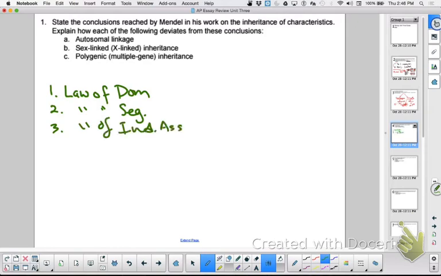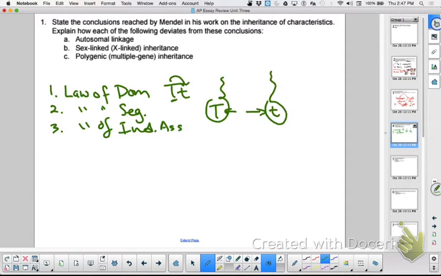Okay, so the law of dominance is saying that you can mask a recessive gene with a dominant gene. Like for pea plants, tall is dominant over little t, right? And then the law of segregation says that the T's will segregate from each other when you form gametes. So you only get one T. If these are going to be sperm, they only get one T in their sperm. That's the law of segregation.